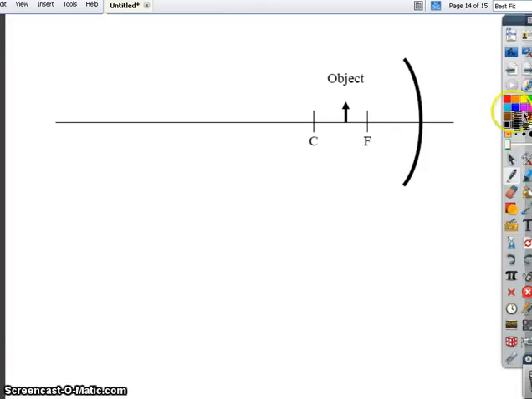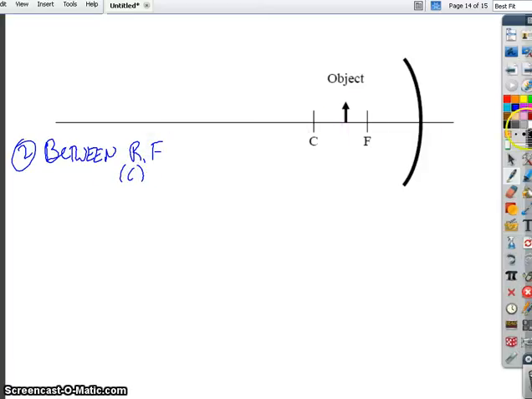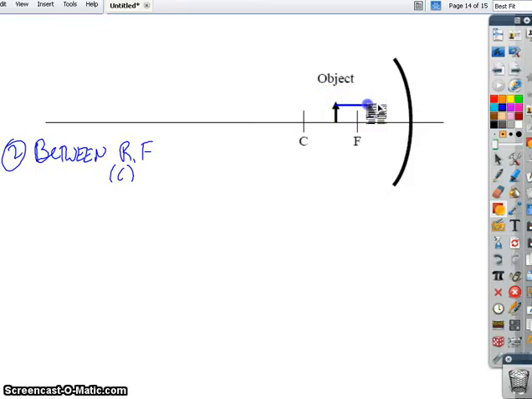Our next situation is going to be situation number 2, between R and F, or C and F. So notice it's in between these two. So let's draw our first ray. Our first ray is going to be parallel to the principal axis.